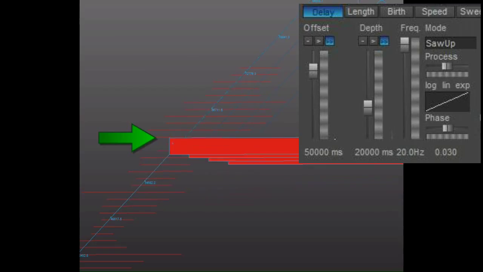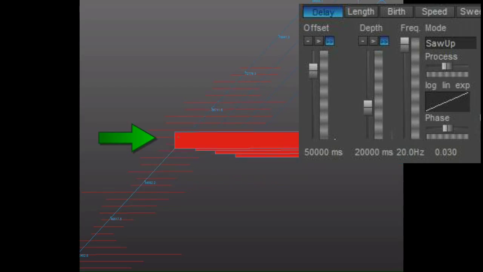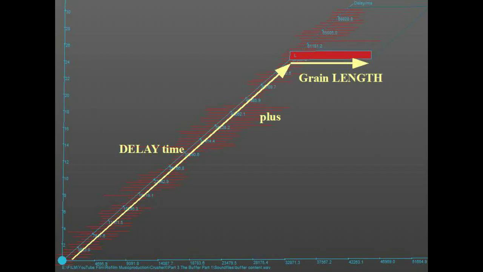milliseconds because the left border of those squares symbolizes the beginning of the grains, which is determined by the delay parameter. The length of the grain squares along the time axis of the grain view window plus their left border, their starting point, show the whole length of audible sound from the buffer.